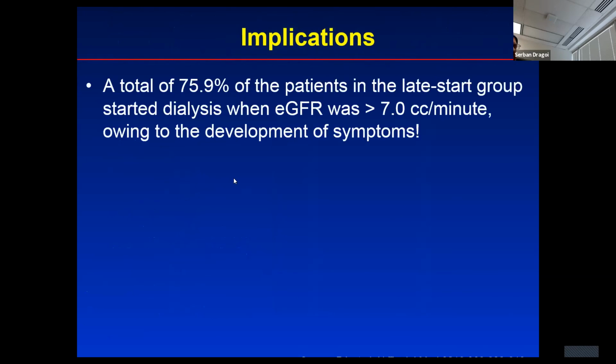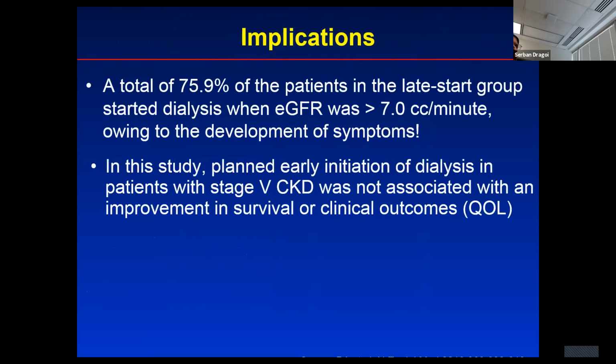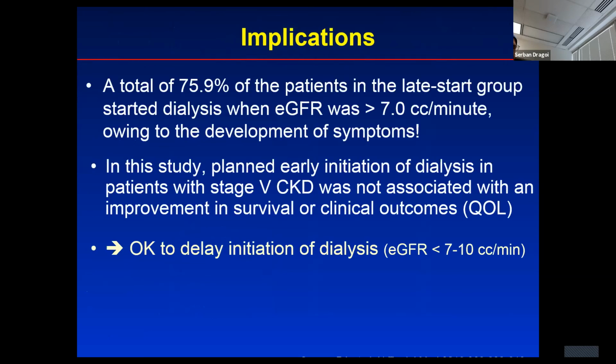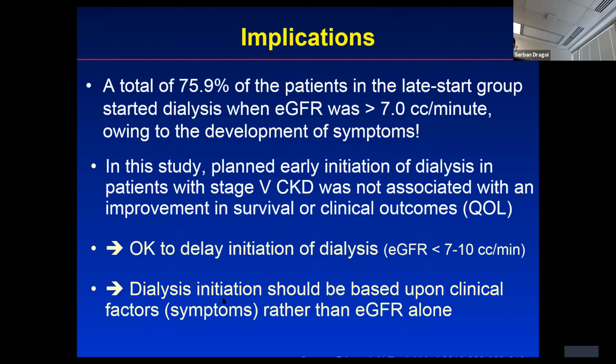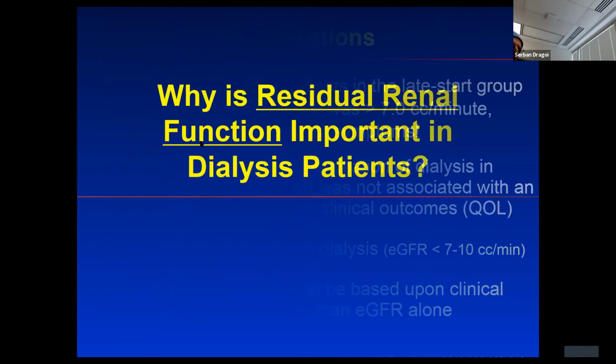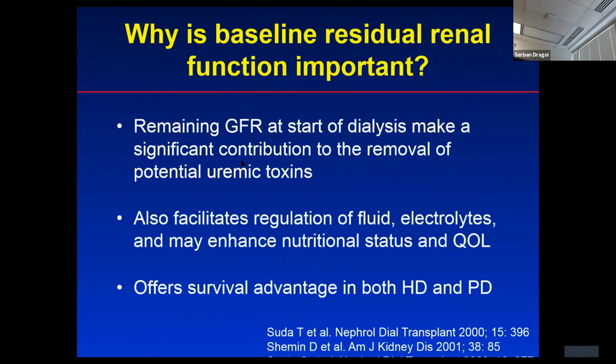And so the implications are pretty vast of this study. Okay to delay initiation to GFR of 7 to 10, and dialysis initiation should be based on symptoms rather than GFR alone. So why is this residual function so important?